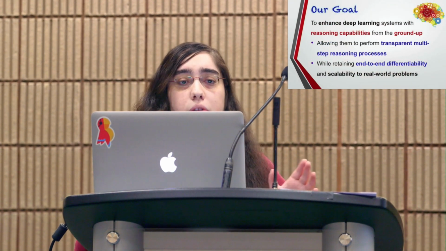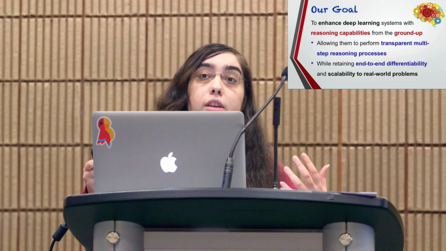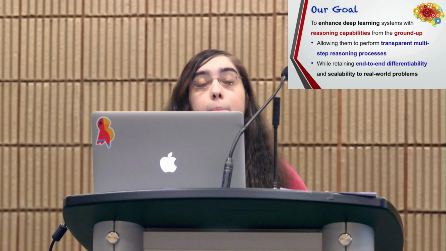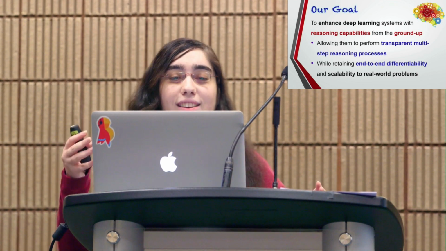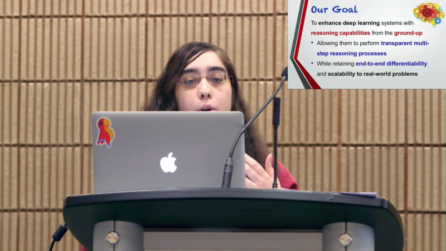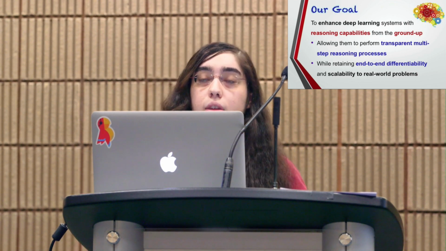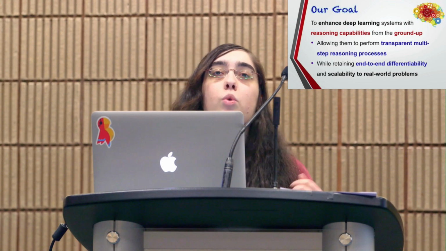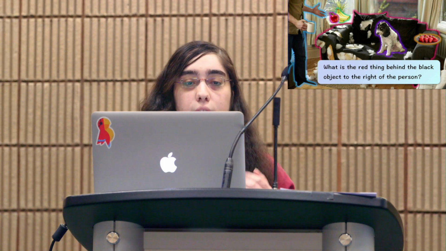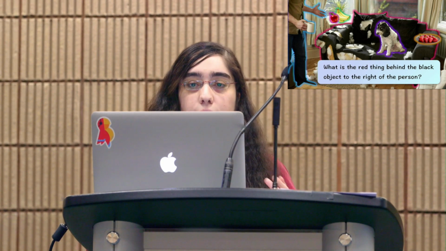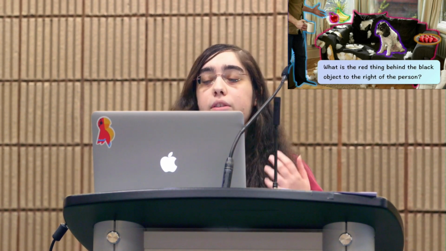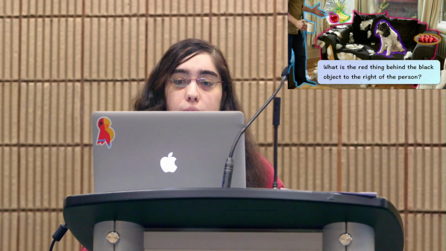Our goal there was basically to build a new model that is, on the one hand, neural and fully end-to-end differentiable, but on the other hand, it explicitly and in a transparent way performs a multi-step reasoning process in ways that are a bit similar to classic AI approaches. So let's see an example. Let's look again at the image and the following question. What is the red thing behind the black object to the right of the person? How can we build a model that answers such a question?